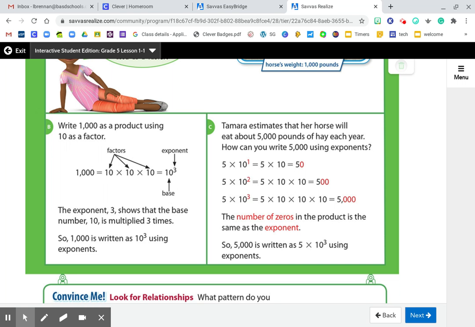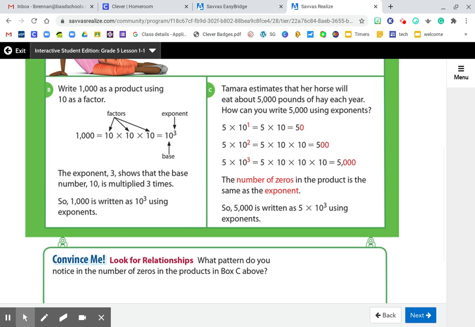And you can see 5 times 10 to the first equals 5 times 10 equals 50. 5 times 10 to the second equals 5 times 10 times 10 equals 500. 5 times 10 to the third is 5 times 10 times 10 times 10 equals 5,000. The number of zeros in the product is the same as the exponent. So 5,000 is written as 5 times 10 to the third.